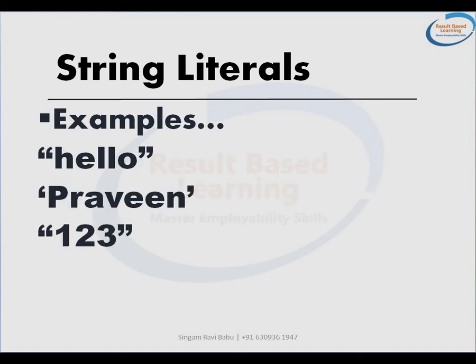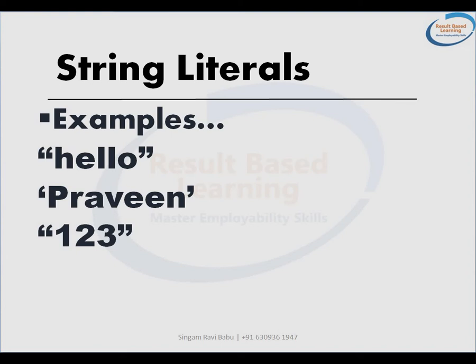Let's look at some of the examples. We can see 3 strings here. The first string is hello. It is surrounded by double quotation marks. Second string is Praveen. It is surrounded by single quotation marks. Third string is a number. It is surrounded by double quotation marks.